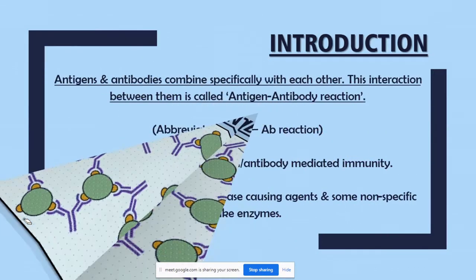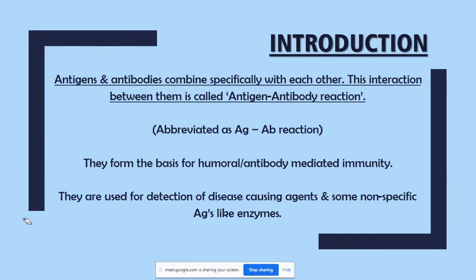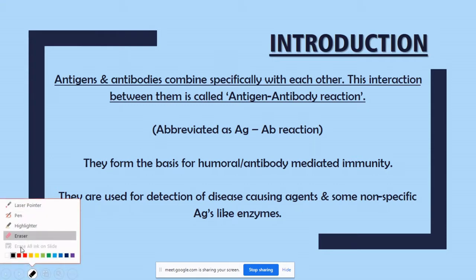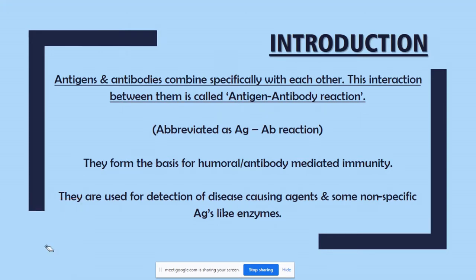Okay, let us proceed. The first and foremost is about what makes them combine. You all know that antigen and antibody react together to form complexes. They are used for the detection of disease-causing agents and some non-specific antigens like enzymes, where the detection part will come much later. That will be basically dealing with the applications of antigen antibody reaction. Let us first understand what these reactions are, what the types of reactions are, and then we will move towards the applications of those reactions.